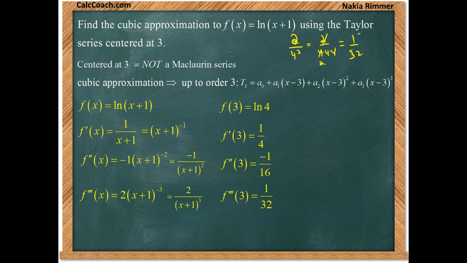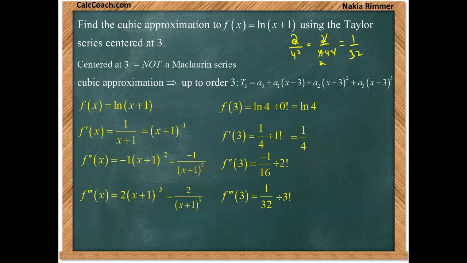Okay, great. Well, don't forget though, these must be divided by n factorial. These are just the numerators on those coefficients. The denominator is n factorial. So we divide by 0 factorial, 1 factorial, 2 factorial, and 3 factorial. Well, 0 factorial is just 1, so we get the natural log of 4. 1 factorial is just 1, so we get a fourth.